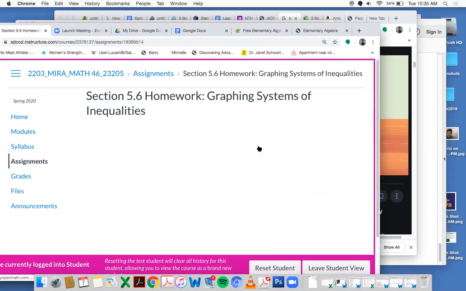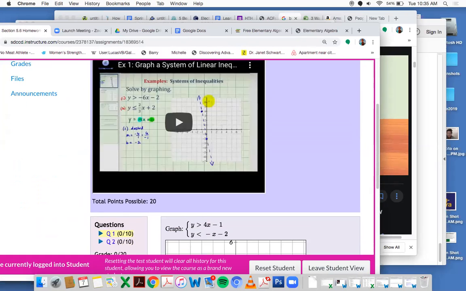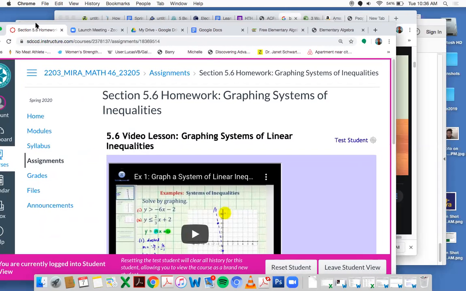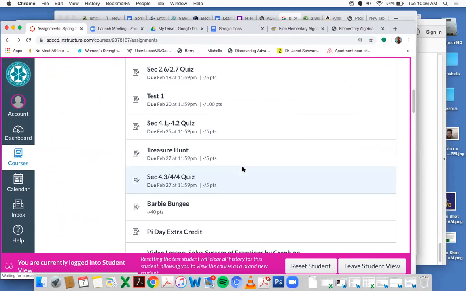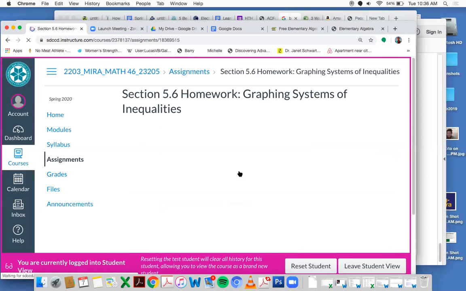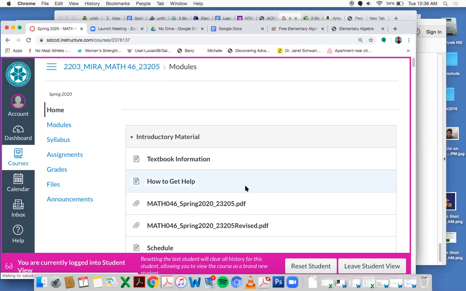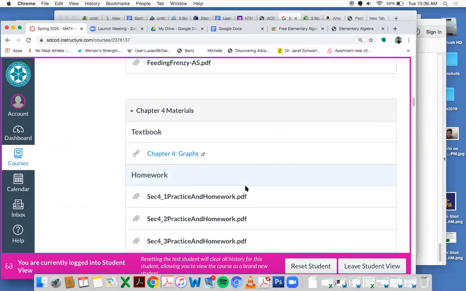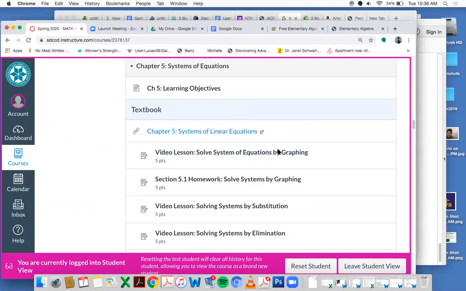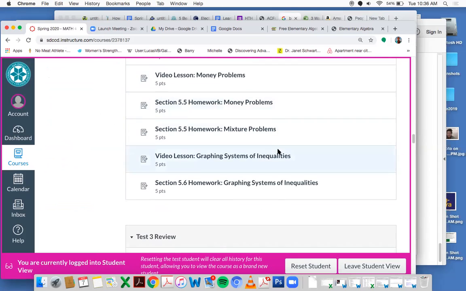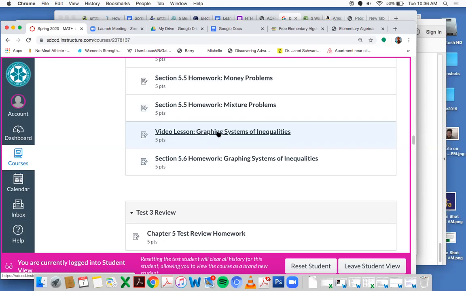Okay. Let's see. Oh, so that's a video lesson. And this second one is the homework. Okay, so I think I just probably titled it badly. So do me a favor for now, use the home button. Because I have them organized in the modules. So if you use the home button, then we're working on these 2, the video lesson and the graphing system of inequalities. So click on that second one. That's what we're working on right now.